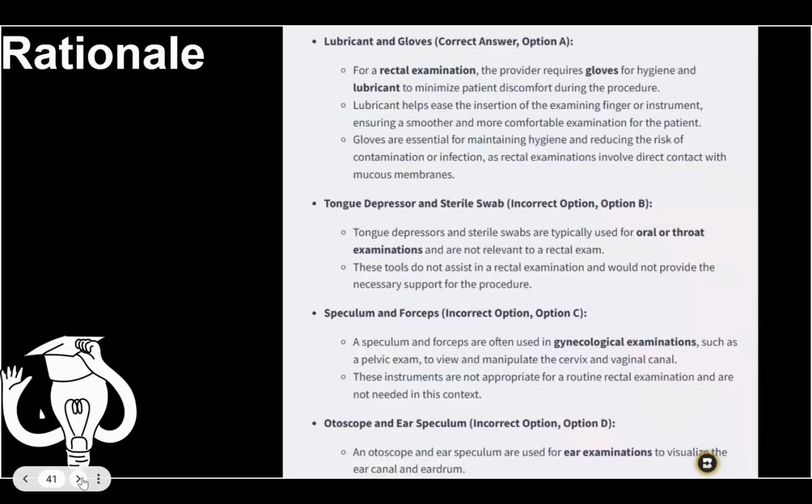Now, for a rectal examination, the provider requires gloves for hygiene, of course, right? And lubricant to minimize the patient's discomfort during the procedure. Lubricant helps ease the insertion of the examining finger or the instrument, and this ensures a smooth and more comfortable examination for the patient.